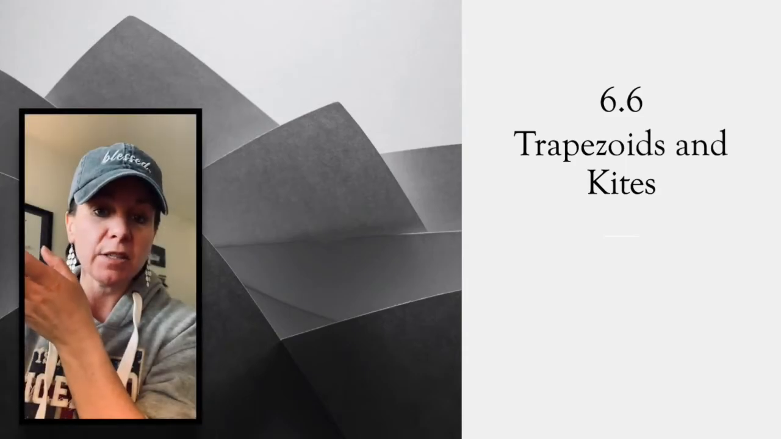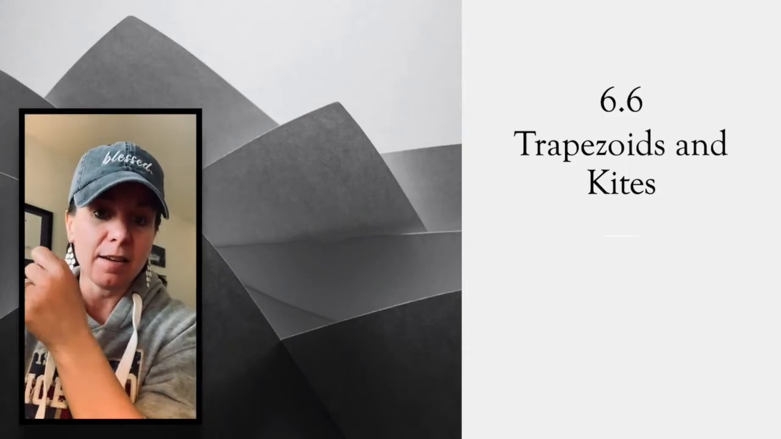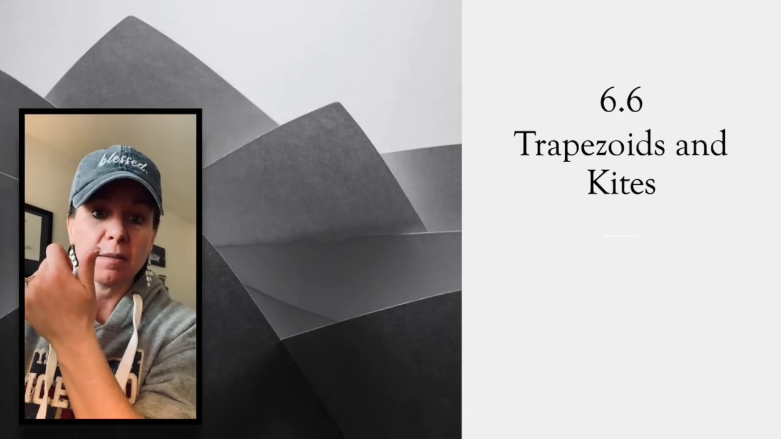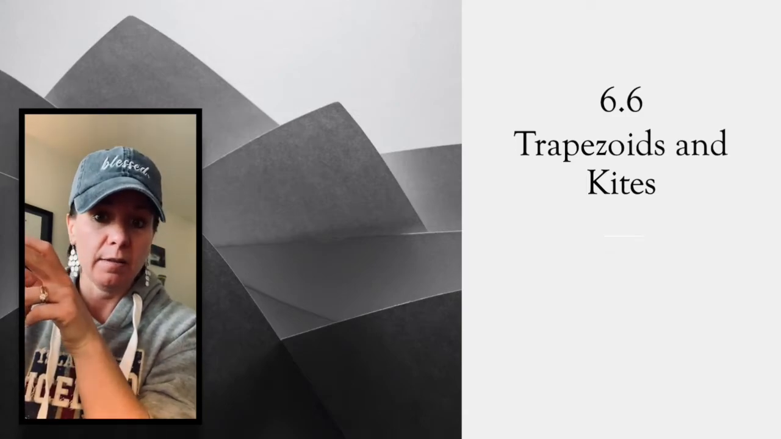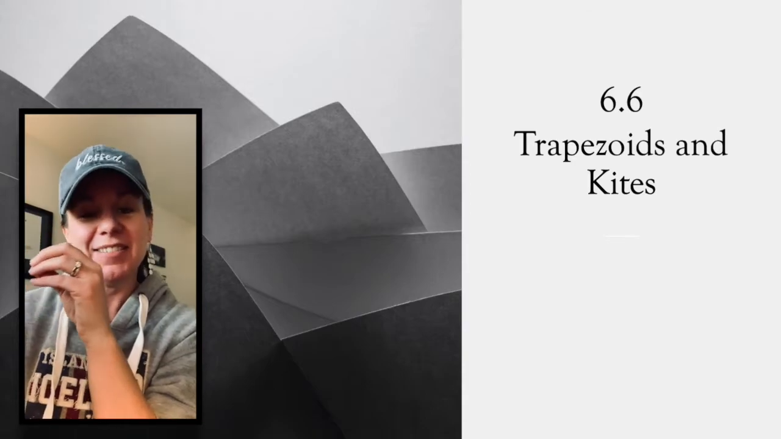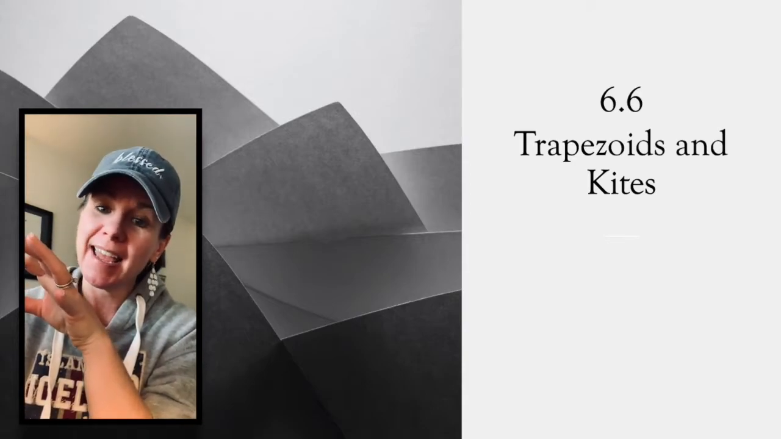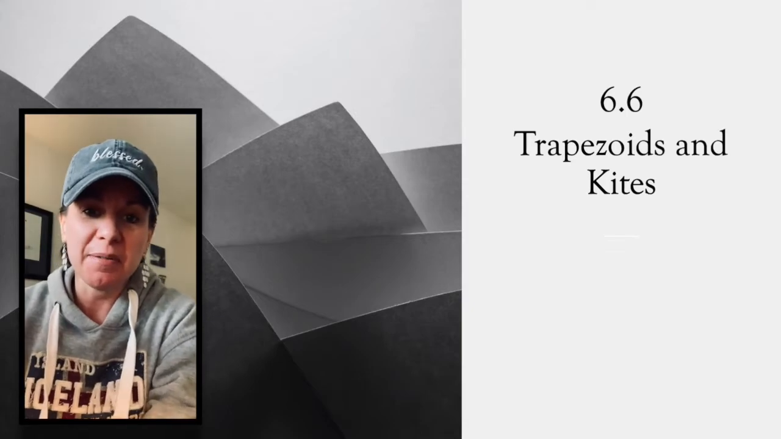Well, we've made it to our last lesson on quadrilaterals. We've talked about parallelograms, rectangles, squares, rhombi. But now we get to end on these two cute little guys, the trapezoid and the kite. We're going to start with the trapezoid.